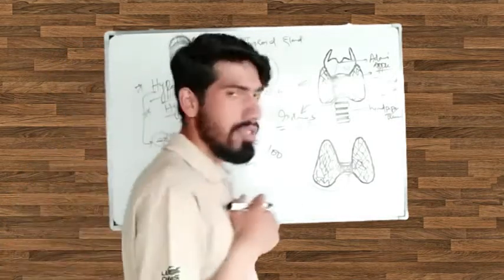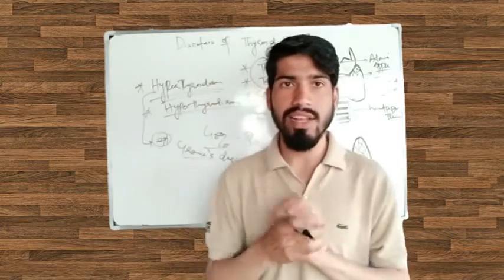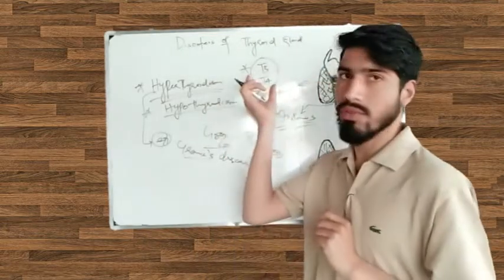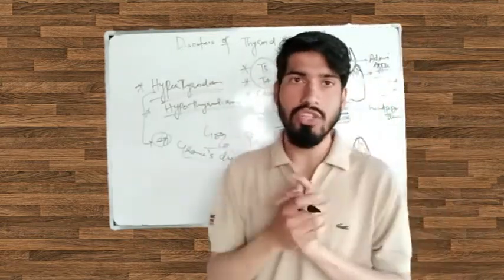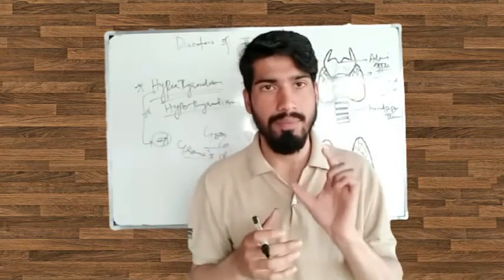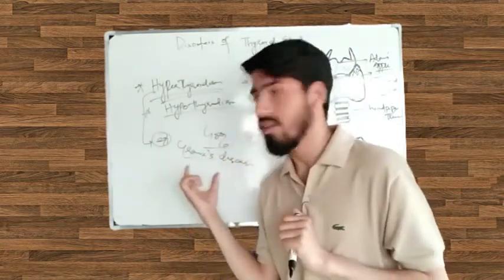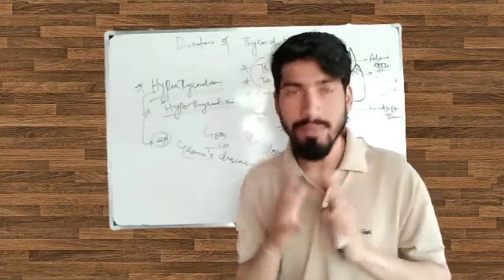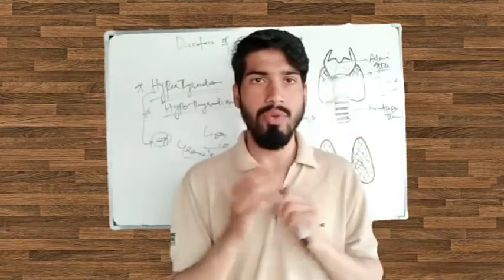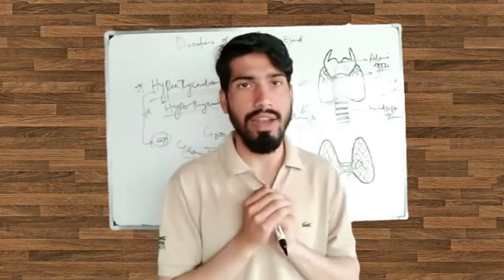What happens in Graves' disease? In Graves' disease, the concentration of these hormones, T3 and T4, goes above the normal. That happens in Graves' disease. Actually, our immune system attacks this thyroid gland.